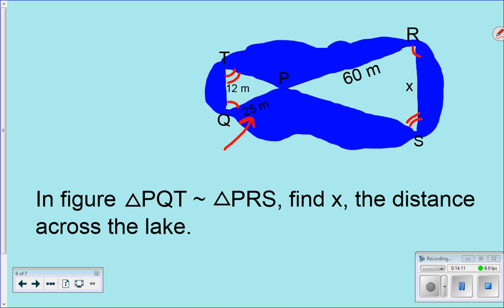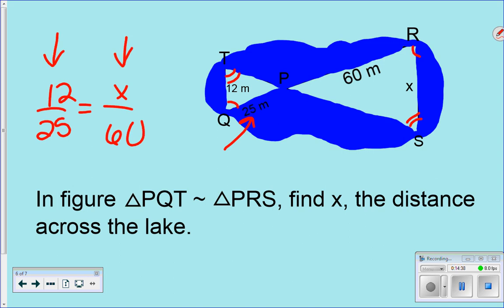Then you can set up your proportion, and you can do it many different ways. I like to do one shape on one side and the other shape on the other side, because to me that makes it simple. So I would set it up 12 over 25 is equal to x over 60. But you can set it up however you want. You don't have to do it like me, but I think the easiest way is to have one shape on one side and the other shape on the other side.